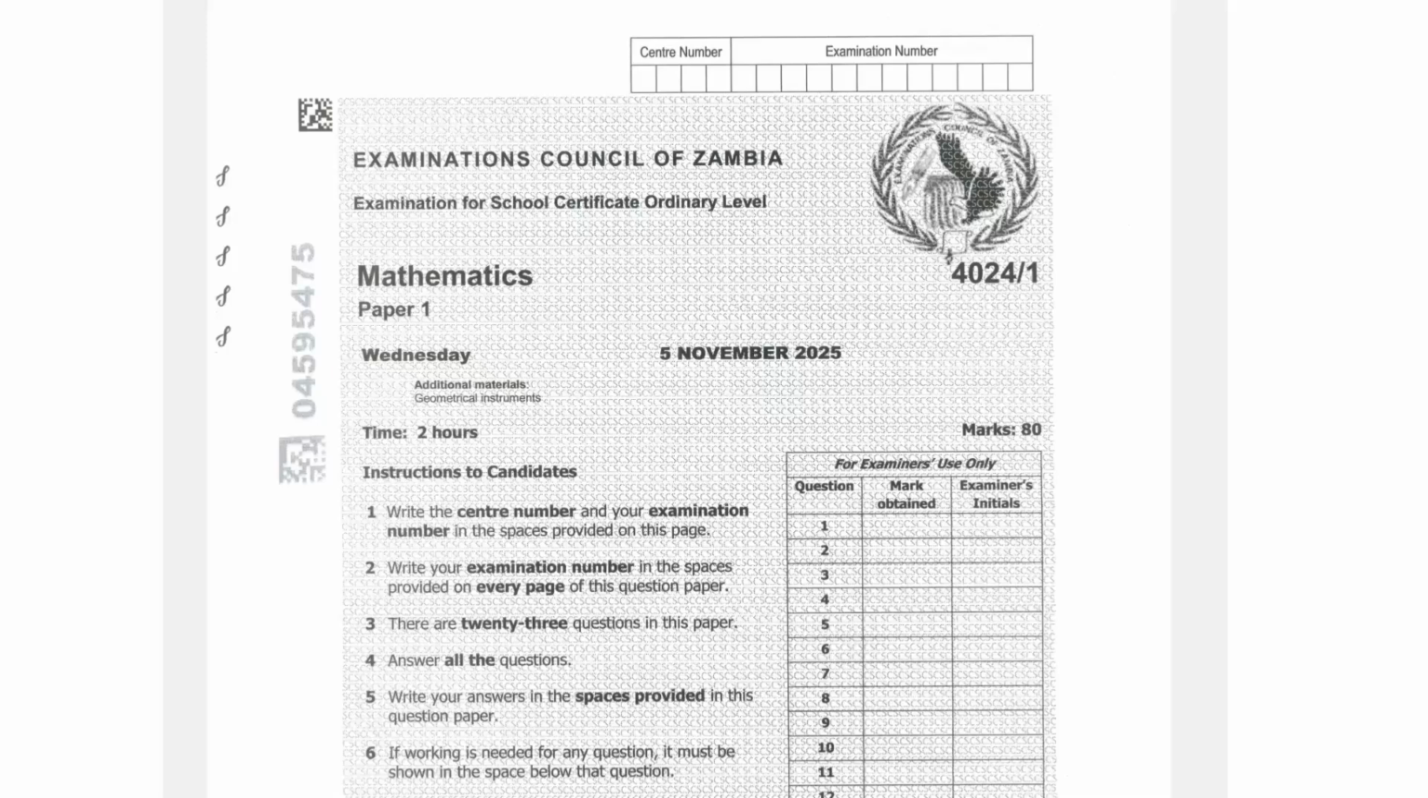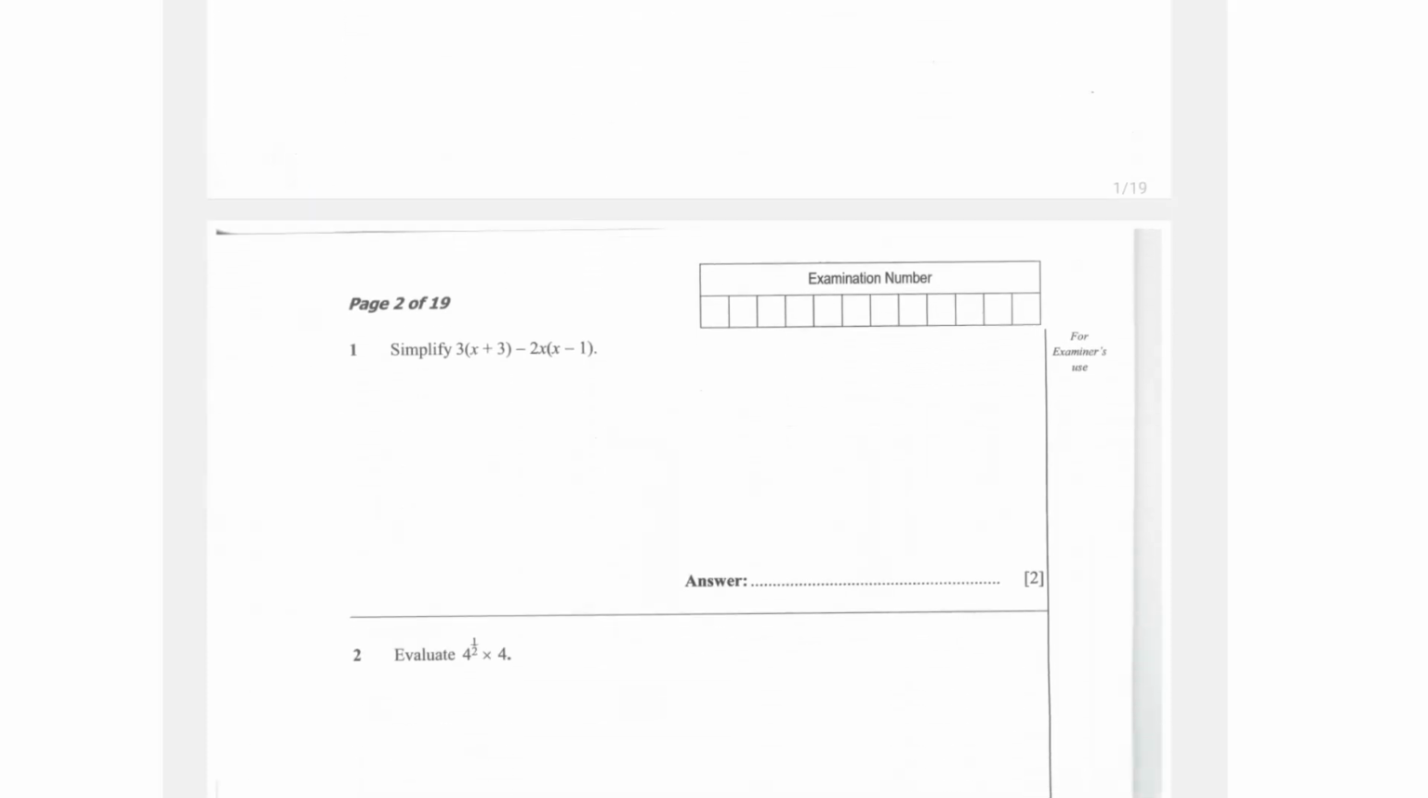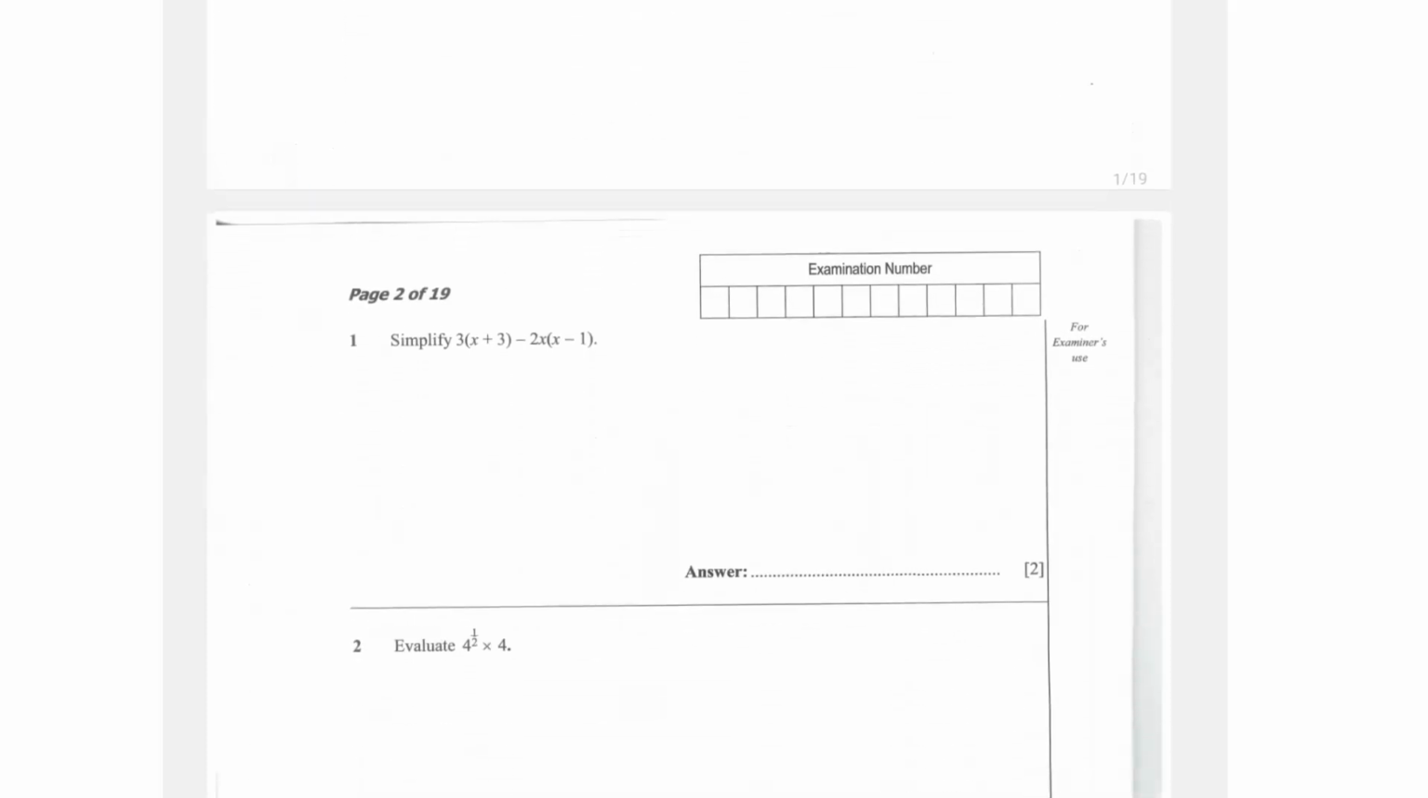Welcome to this video. In this lesson, we'll be solving the 2025 Mathematics Paper 1 questions. So let's take a look at the questions. The first question is saying simplify.